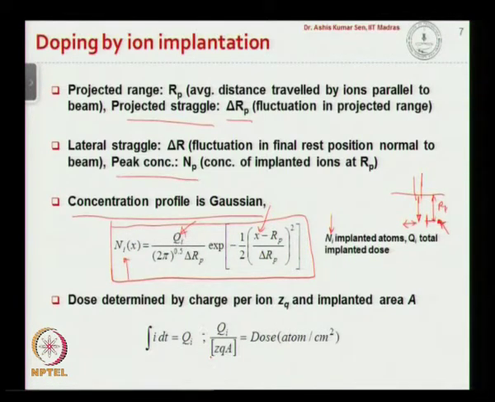Now, knowing Qi, it is basically the total current, the total ions that you are depositing or doping into the surface, into the substrate. If you integrate with time, that will give you the total implanted into the substrate. If you divide that by the charge per ion, which is Zq, and the area over which this implantation is being done, then that is known as the dose. It is expressed in atoms per centimeter square.